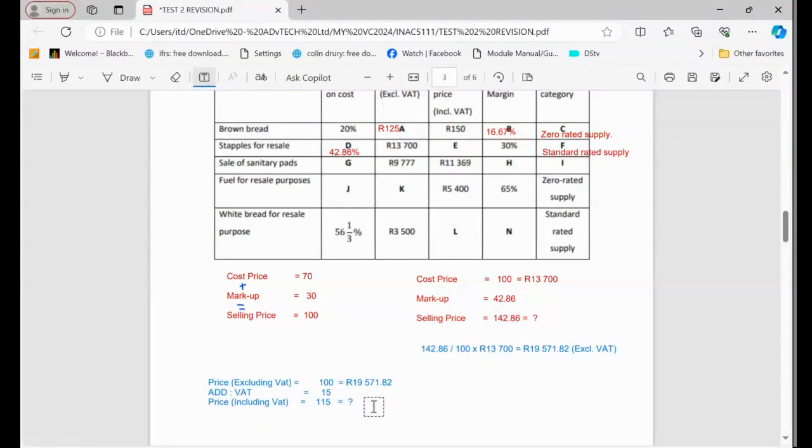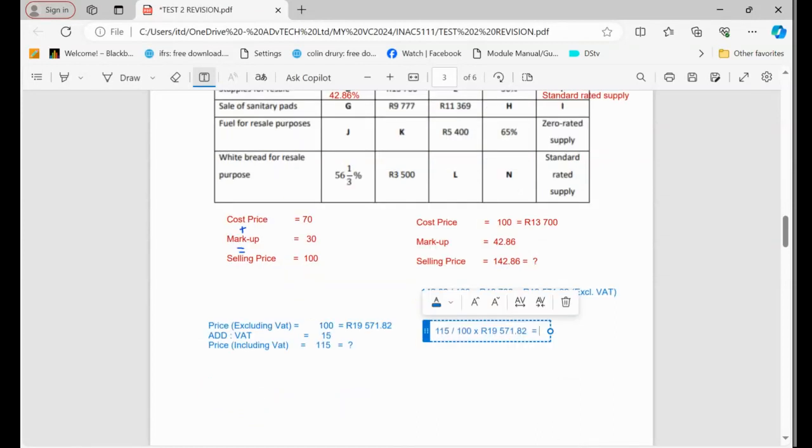Therefore, how are we going to calculate? Remember, wherever you put question mark, the fraction must always be on top. So when I calculate, I'm going to say 115 divided by, and wherever I put the amount, that must be at the bottom. I divide by 100. And I always times it by the amount that I know. Can you see now? This is very much important. Always make sure that you multiply by the amount that you know.